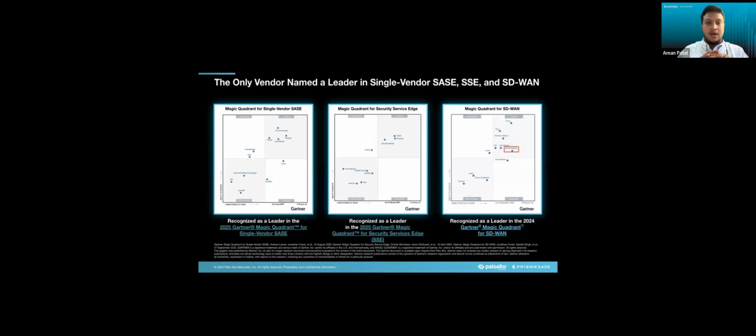Apart from this, we are the only vendor. If you see, the Prisma SASE solution is the only vendor in the Gartner Magic Quadrant as a leader in SASE, in SSE, as well as in SD-WAN, right? So we are the only vendor who is the leader in the Gartner Magic Quadrant for SASE, SSE, and SD-WAN, all three of these, right?